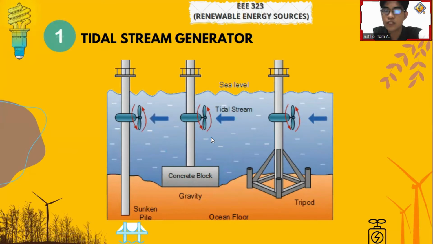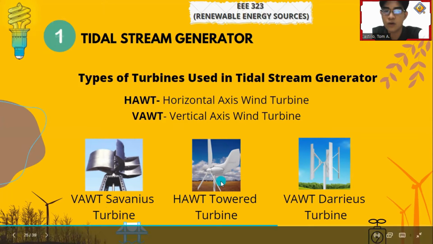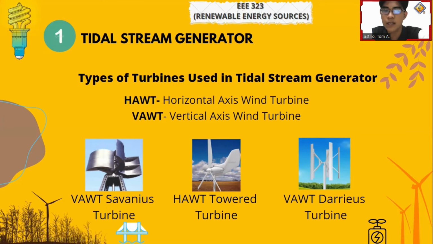So, ito yung tidal stream generator. So, makikita natin, para mapaikot natin yung turbine is kailangan natin ng agos ng tubig para makapag-generate siya ng electricity. So, here's the type of turbines used in tidal stream generator. So, una yung HAWT o yung horizontal axis wind turbine. Ito yung pinaka-common na ginagamit.